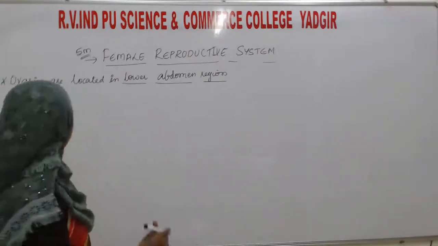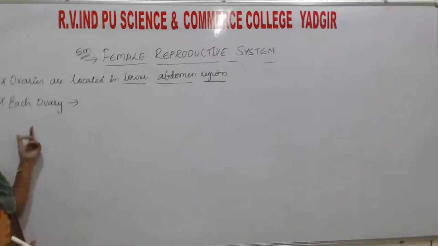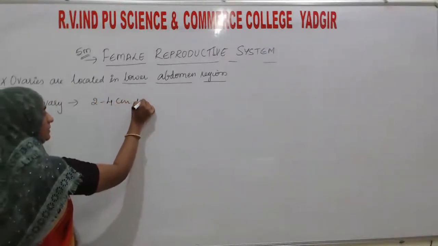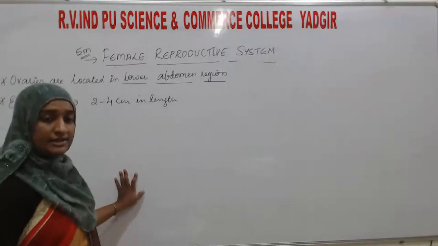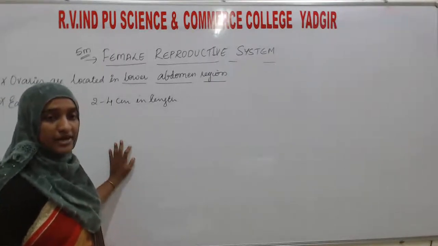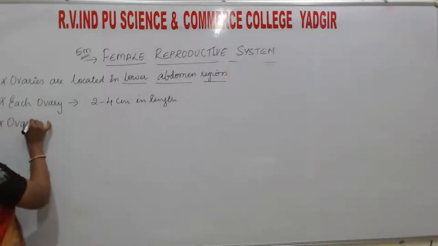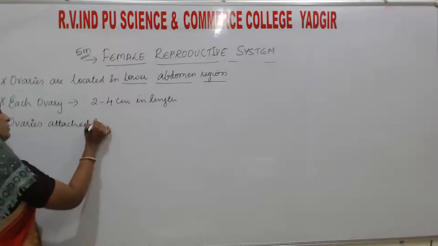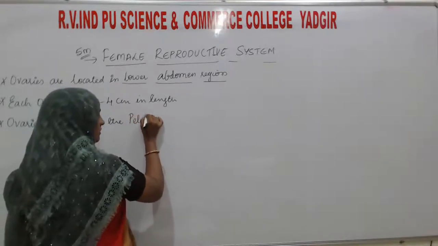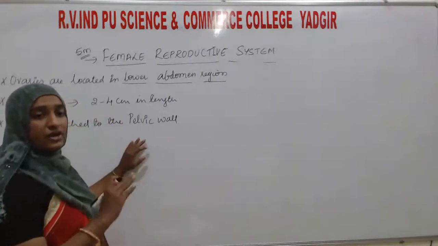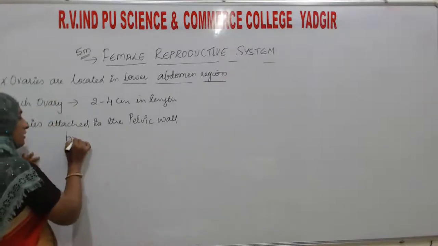Each ovary size is about 2 to 4 centimeter in length. How much is it? 2 to 4 centimeter in length. And these ovaries are attached to the pelvic wall or the lower abdomen. By what? There will be no bones for the attachment. These ovaries are attached by ligaments.